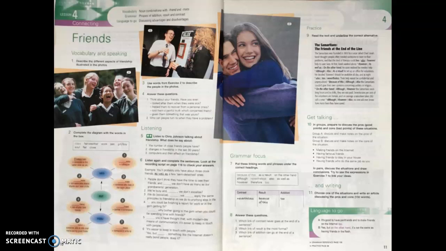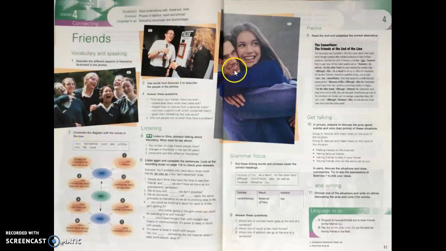Okay, so the lesson starts with some vocabulary and speaking about the different aspects of friendship. And there are 3 photos here. They need updating, but the idea is there. So it says, describe the different aspects of friendship illustrated in the photos. So they could have a look at that first. Alternatively, you could do your own short lead-in, which is more personalised to your students if you wish.